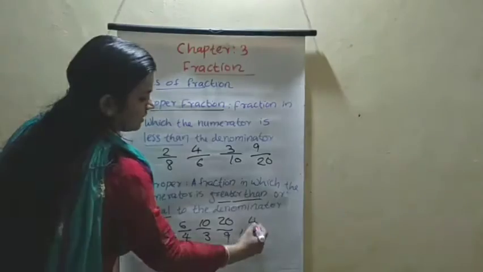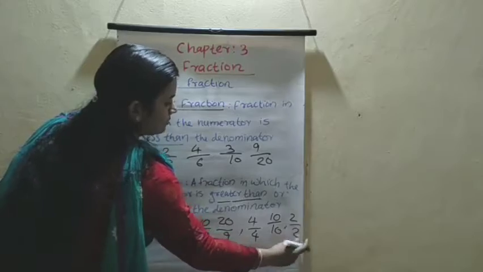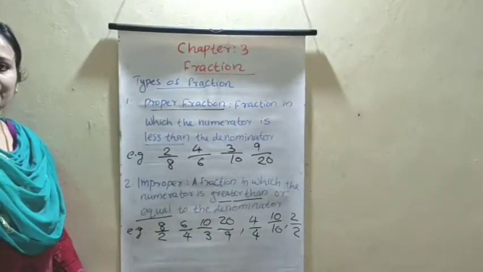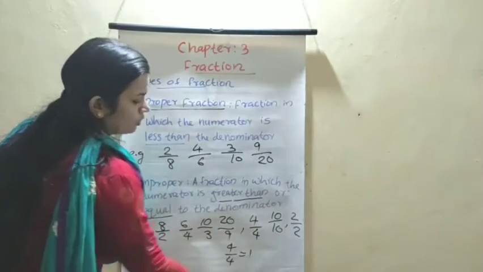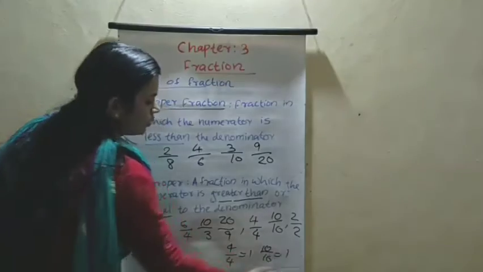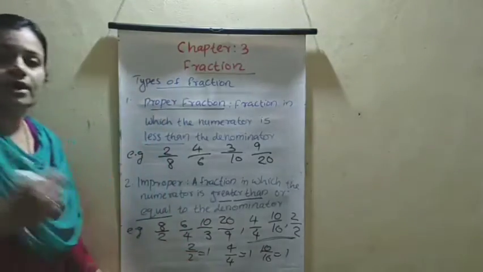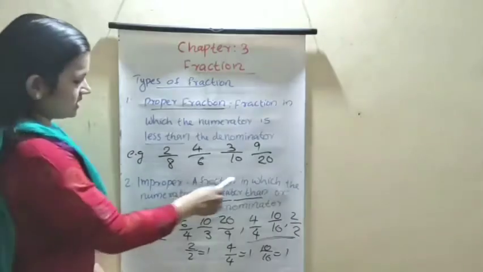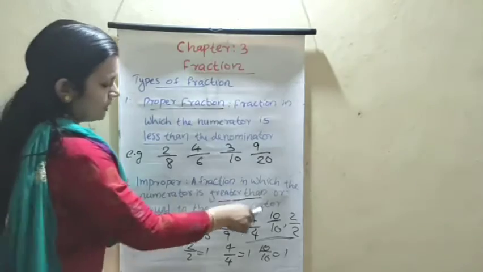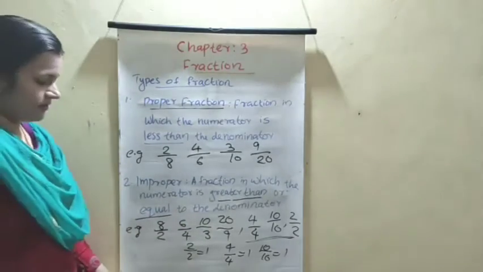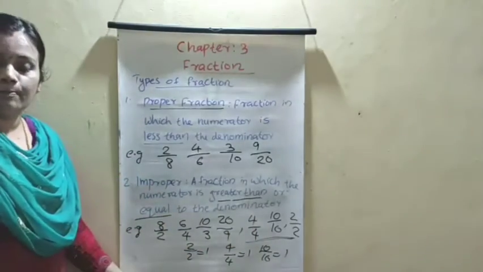What is the equal fraction? 4 by 4, 10 by 10, 2 by 2. This is the equal fraction. Understand? Equal to what? 4 by 4 equal to 1. 10 by 10 equal to 1. 2 by 2 equal to 1. So, improper fraction is the fraction in which the numerator is greater than or equal to the denominator. Then you look at these examples. These are the examples of improper fraction.